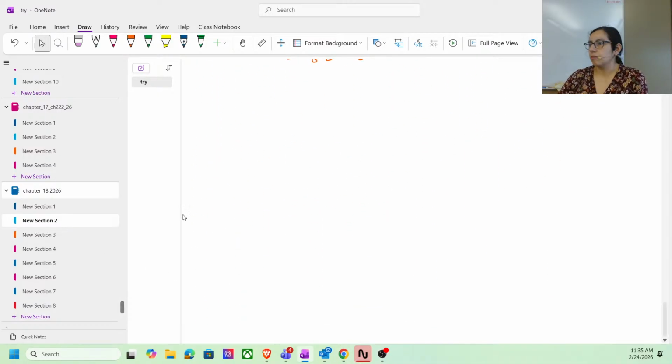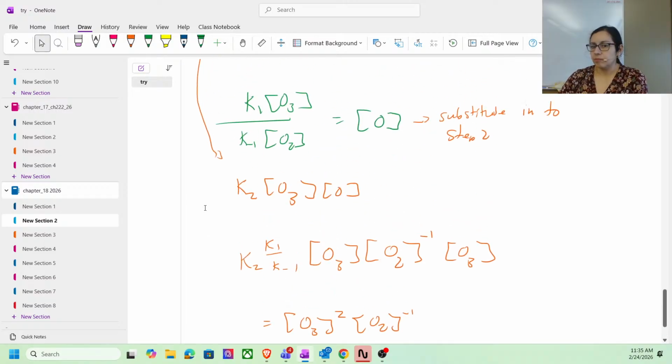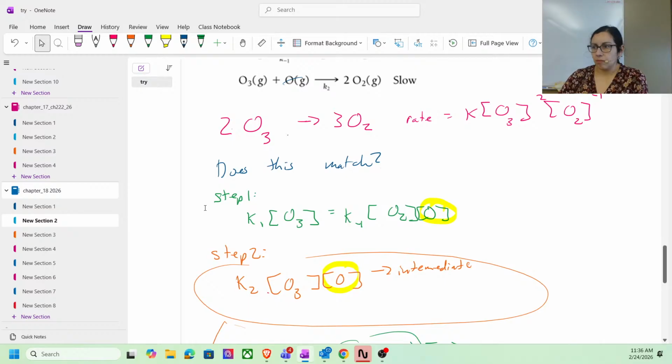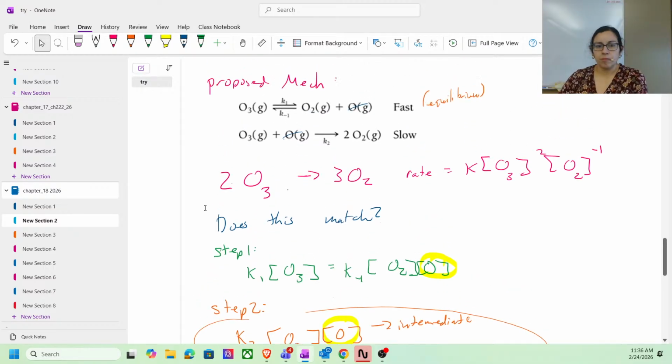Can I ask a conceptual question? The fast stuff has to be in equilibrium so that you can solve for the intermediate part that isn't in the overall formula. Correct. And then you solve for that in terms of the other reactants and products, so that you can substitute it in and write your rate law without the intermediate. Exactly. Ellen re-summarized it really well, and that's the whole point.